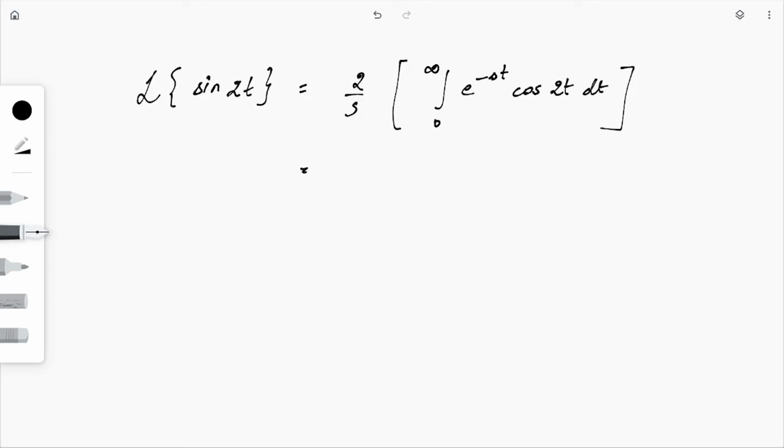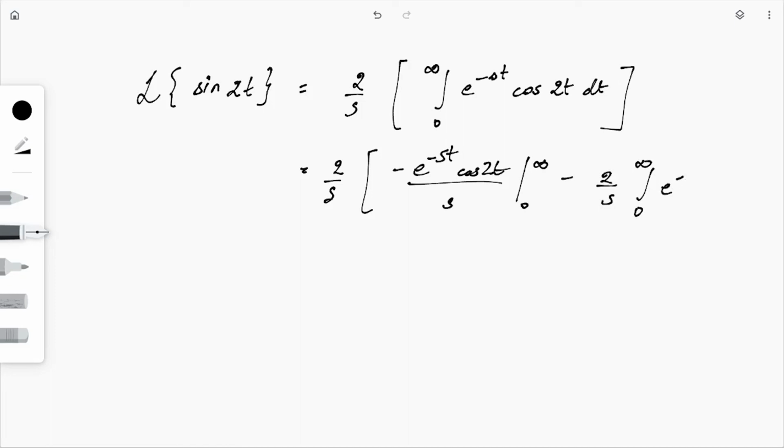By integration by parts, what do we get? This is 2 by s, the first term, that will be minus of e raised to minus st into cos 2t by s, minus, and we'll have 2 by s integral 0 to infinity sine 2t dt.